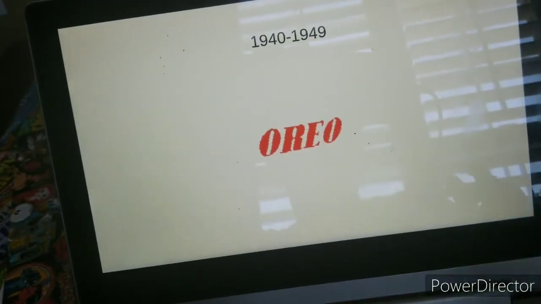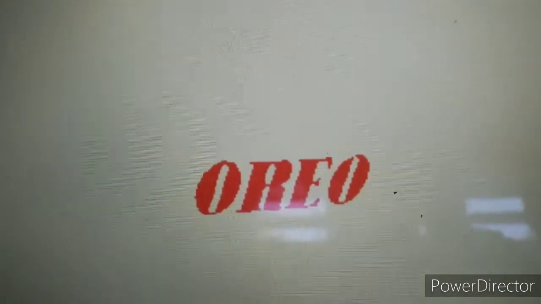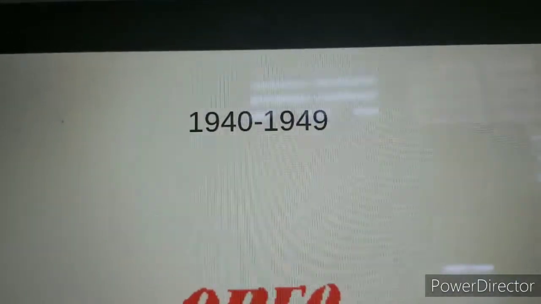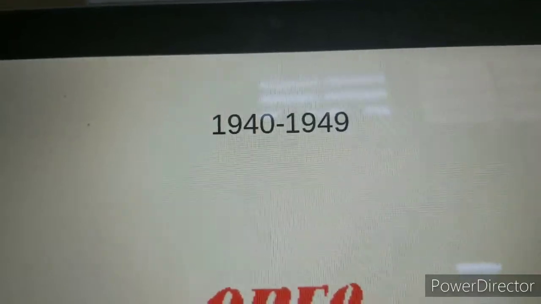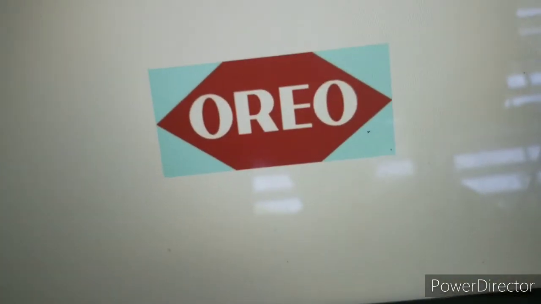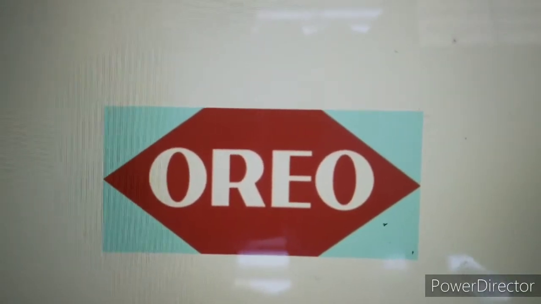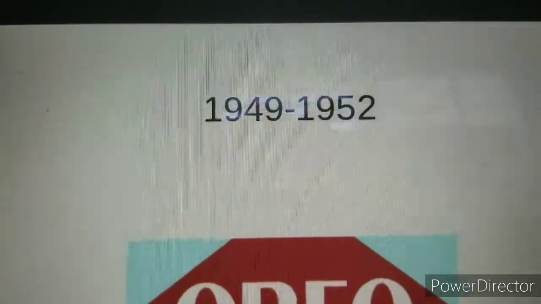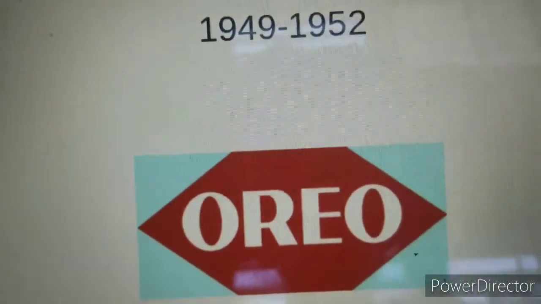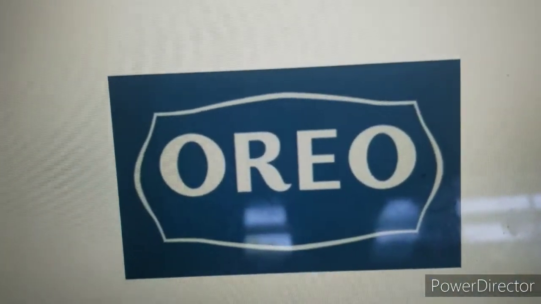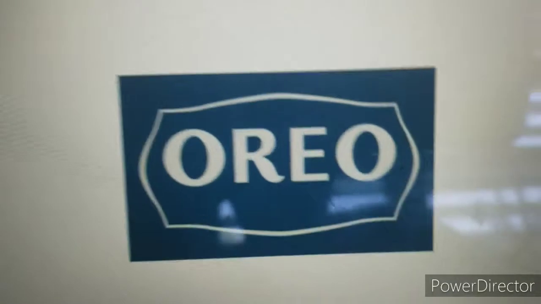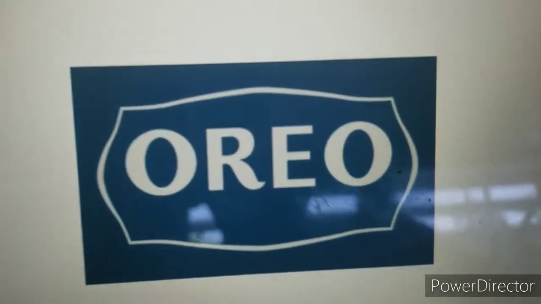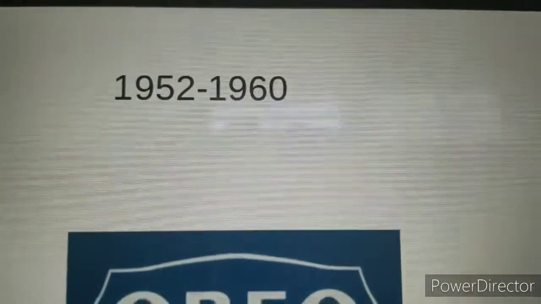Not to mention for Oreo. Here we have the Oreo red word. And that logo was used from 1940 to 1949. Here you have the triangle red with the white Oreo text in it. That logo was used from 1949 to 1952. Here we have the blue box with the whatever that shape is. Still white text.